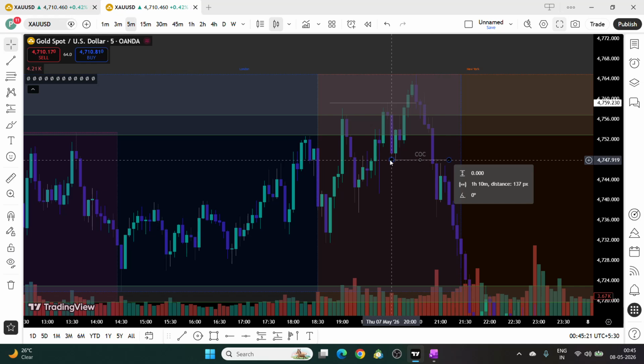It should not have come down below this price. And I can say this is the change of character. This is the change of character, I can say.